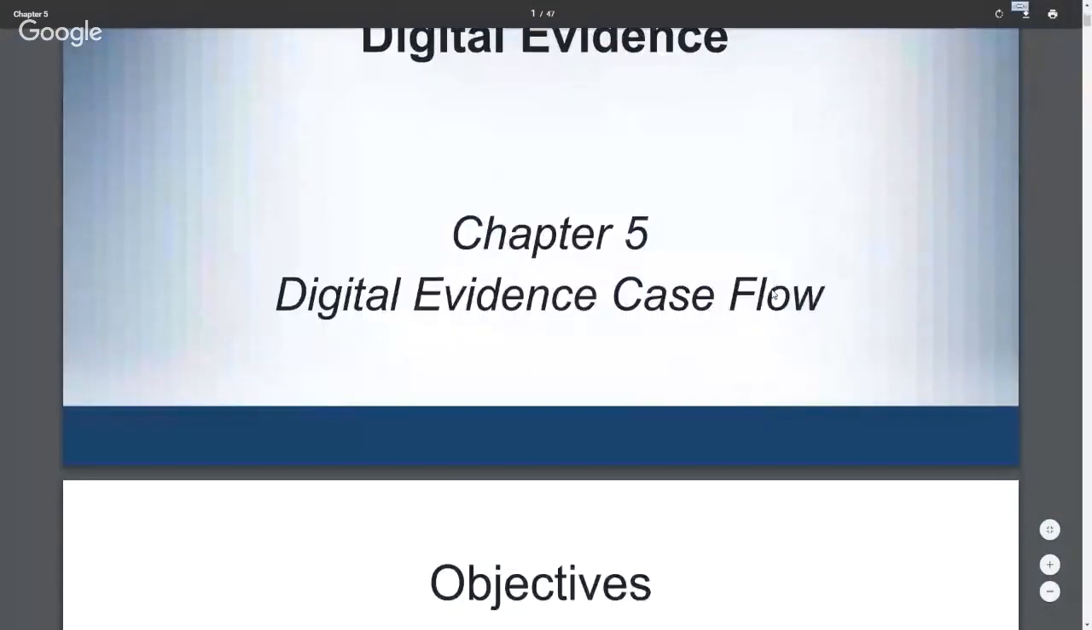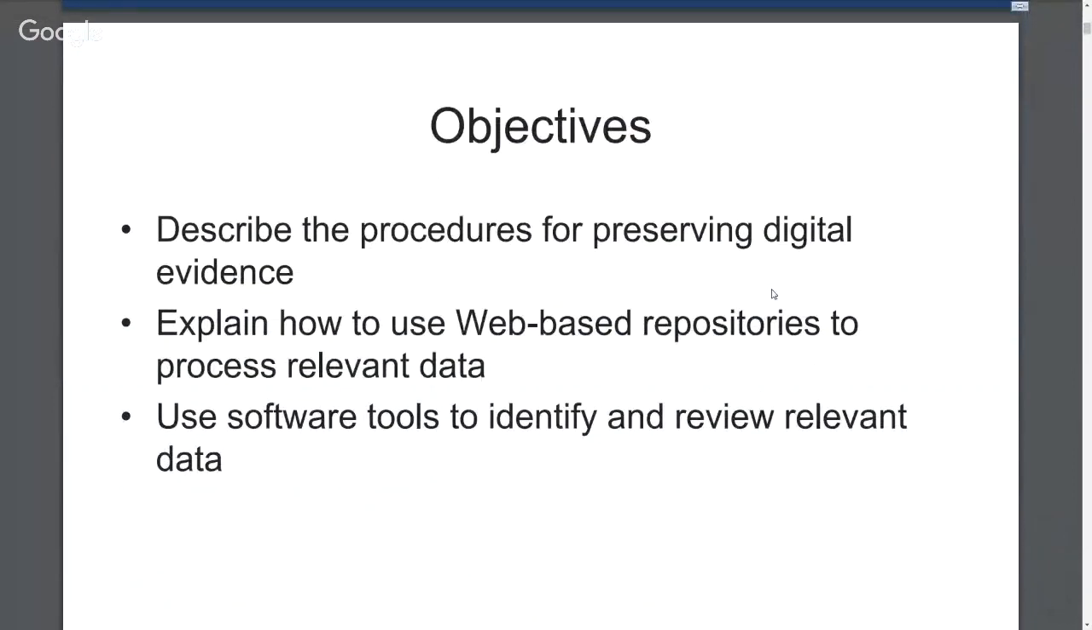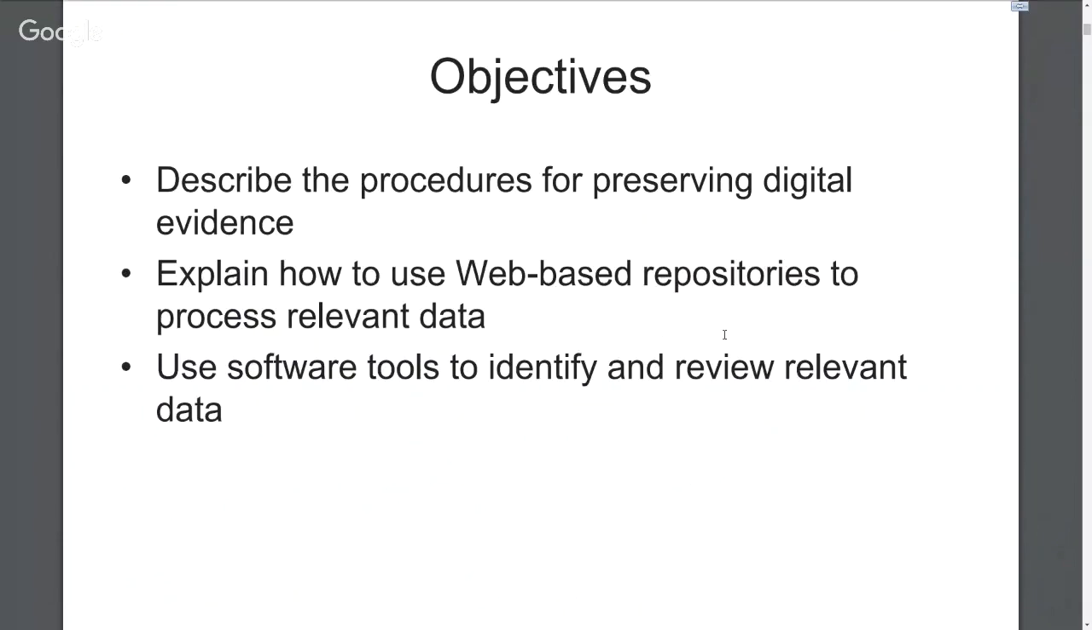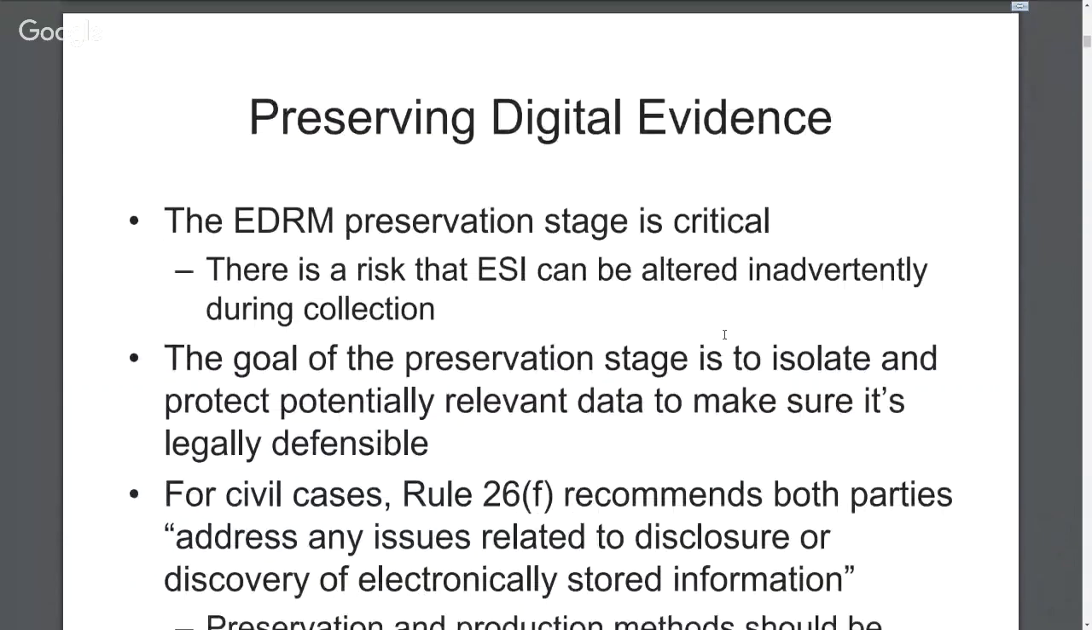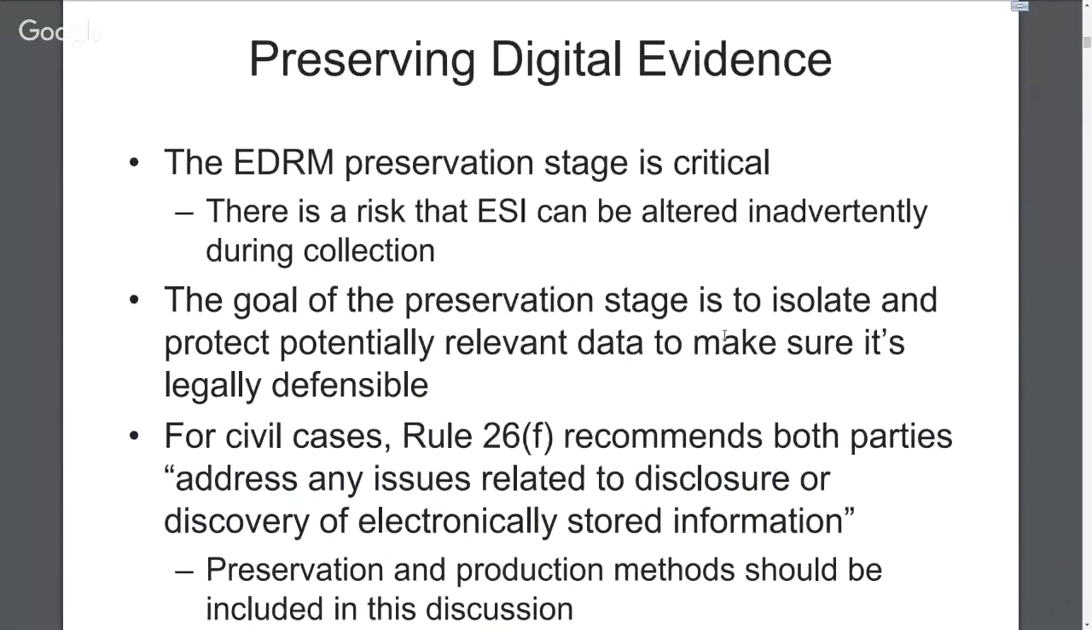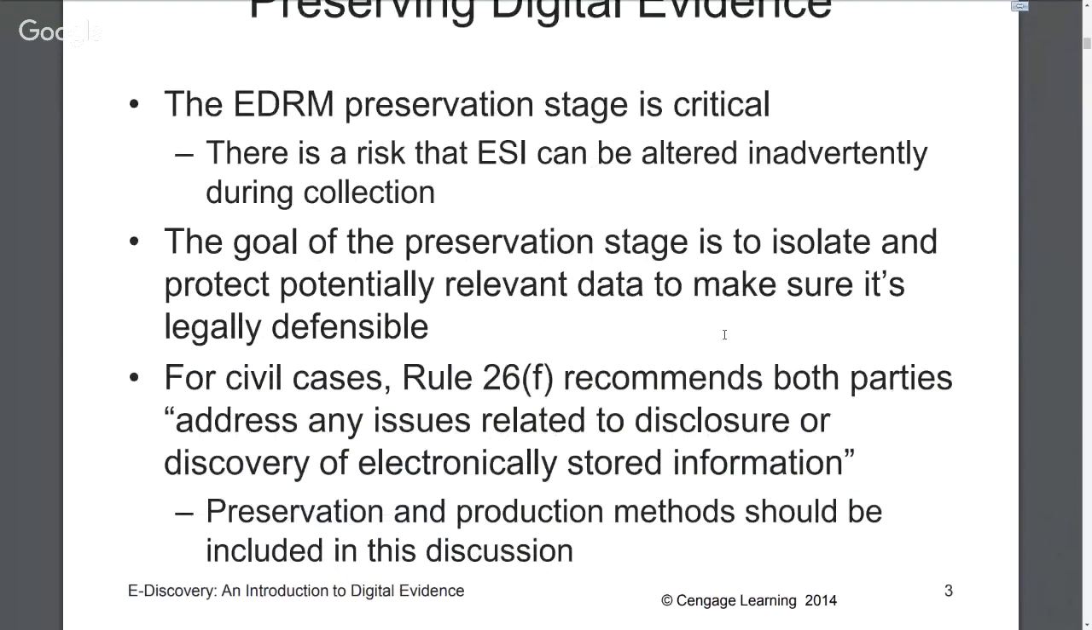All right. So your objectives here are going to be to describe the procedures for preserving digital evidence, explain how to use web-based repositories to process relevant data, and use software to identify and review relevant data. The EDRM process preservation stage is critical. The risk is that the ESI can be altered inadvertently during this collection. It's like metadata. Metadata is very sticky. The goal of the preservation stage is to isolate and protect the data and make sure it's legally defensible, meaning it hasn't been corrupted in any sense.